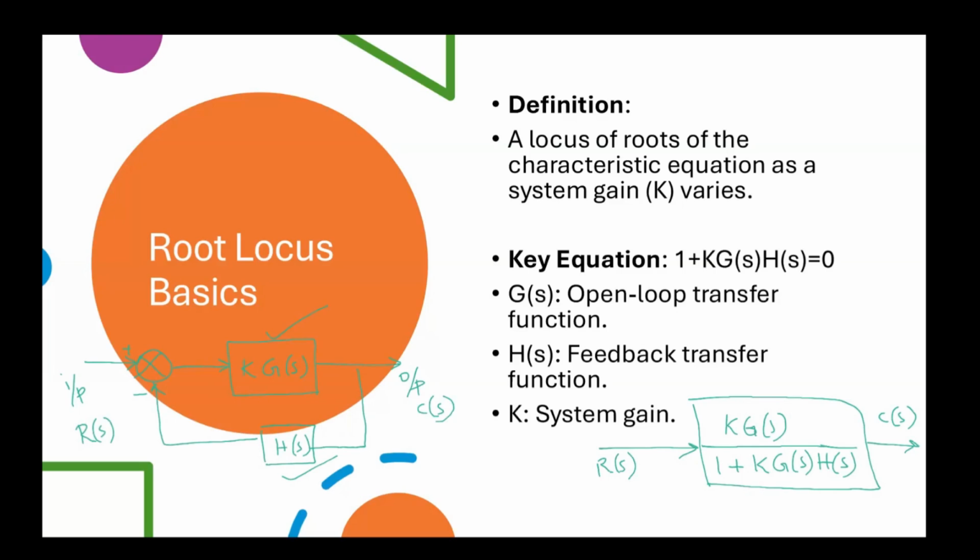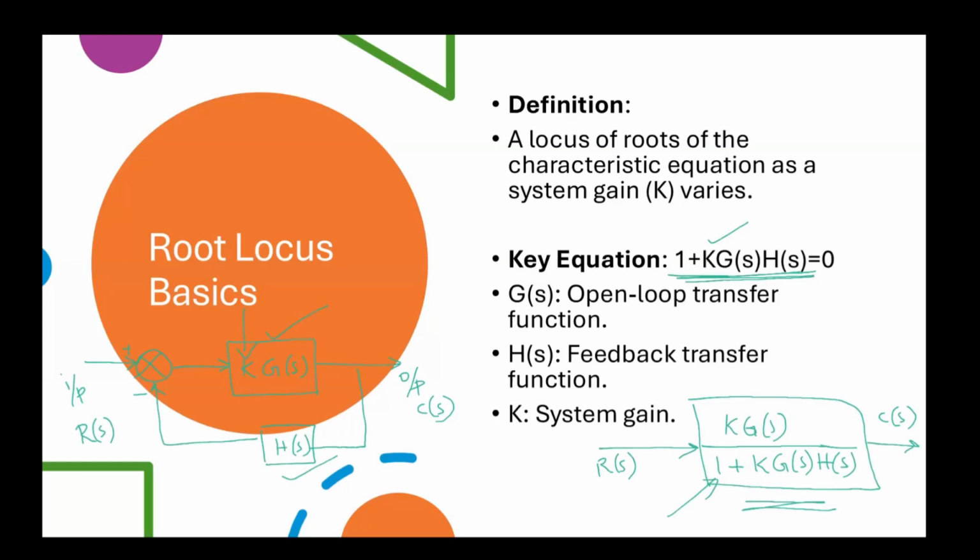Now the reduced system block, that is the equivalent transfer function of the system, is K G(s) divided by 1 plus K G(s) H(s). After block reduction, you will get this equivalent transfer function. And the characteristic polynomial, which is nothing but the denominator of the equivalent transfer function, is 1 plus K G(s) H(s). So here we notice that the value of the poles of the transfer function changes with the value of K. So whenever we modify the value of K, the poles of the transfer function change.